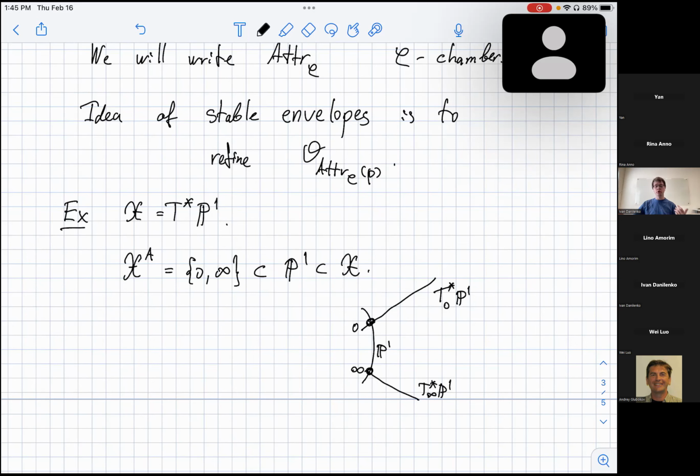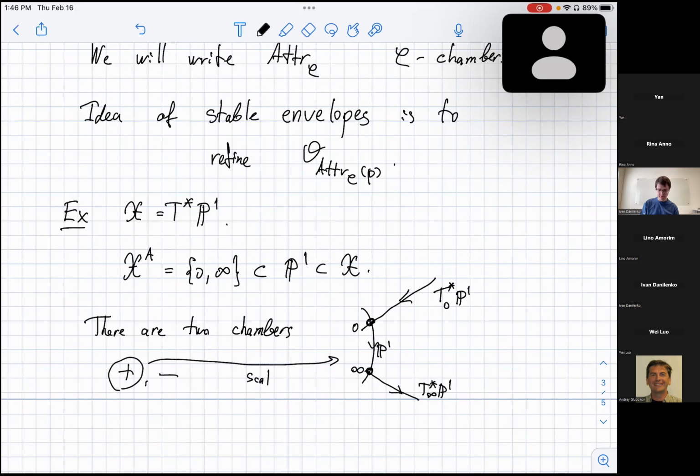So there are two chambers. I'll call them the positive and negative one. And I'll define the positive one to scale like this. Once I know how it scales P1, everything else is uniquely determined. Okay. So this is scaling in this chamber.